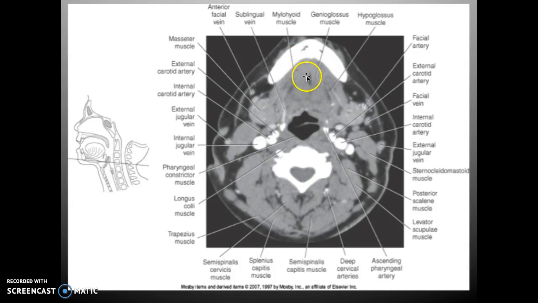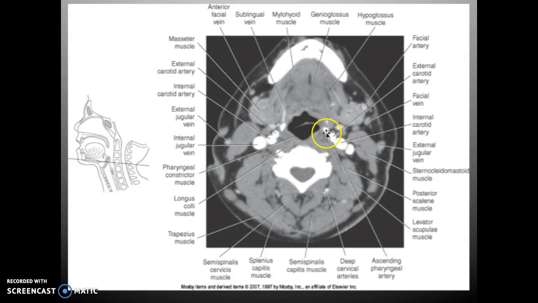So coming around here, the main thing is the facial: there's an artery and a vein. Hard to tell the difference. If you just say facial, take a guess based on the density of the internal carotid or the internal jugular, and you'll be able to tell if it's an artery or vein. There's an external jugular vein. So that right there is your external jugular.